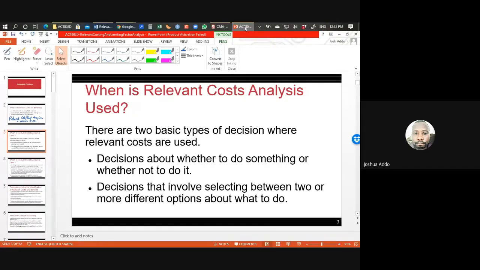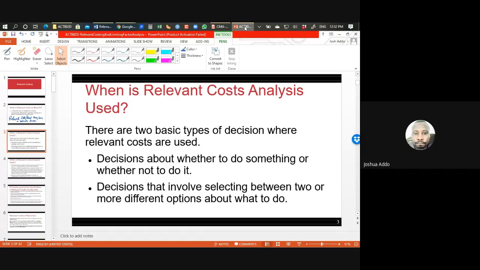There are two basic types of decisions where relevant costs are used. One, decisions about whether to do something or not to do it. Of course, you have to understand, we are doing cost and management accounting, so the focus is more on costs and benefit as opposed to some other strategic issues. We'll talk about some of those other strategic issues, but the main decision criteria is on costs and profits in totality.